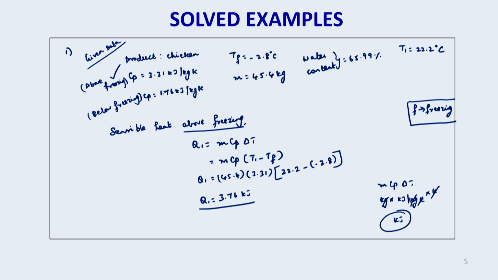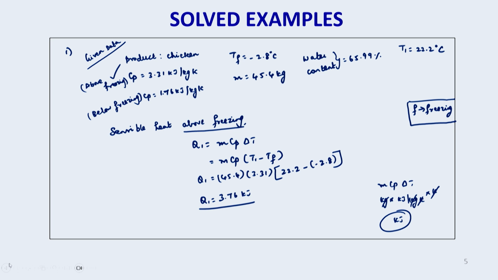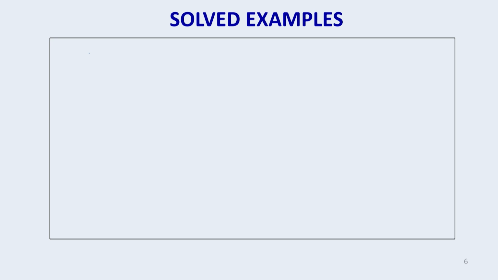Only when we have mass flow rate, with the unit kg per second, will we get the heat quantity as kilojoule per second, which is nothing but kilowatts. So this is step 1, sensible heating above freezing. Next one is latent heat. The latent heat load, that is Q2, is the mass of the product into H, the latent heat.